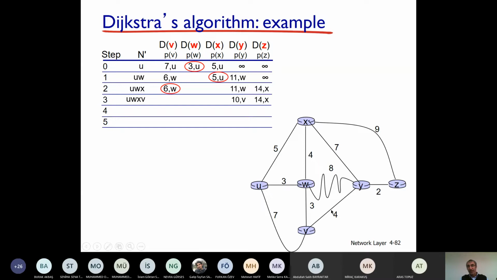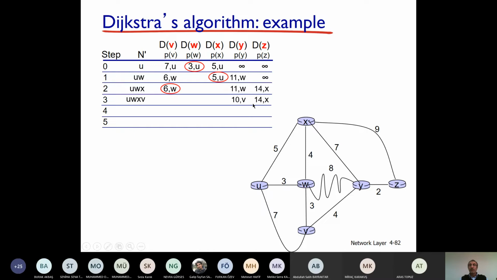And one of them is 7 plus 4, which is equal to 11. No, we have another alternative. It is 3 plus 3 plus 4, which is equal to 10. So the new value for d of y is this path, and it has a total cost of 10. And what's the predecessor node, which means p of y is v. So we reach the y, and just before that the node is v. And the d of z and p of z is still 14 comma x. So we keep those values.